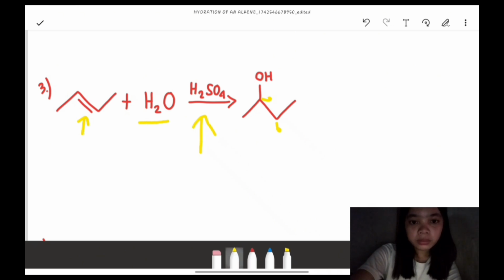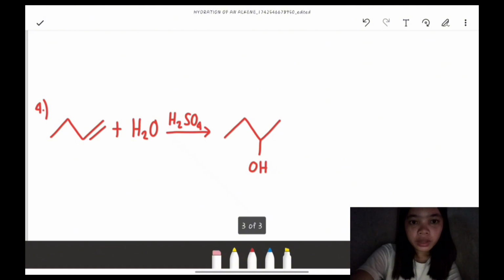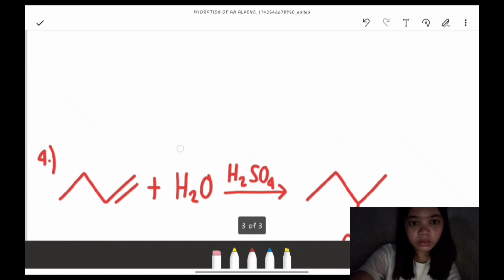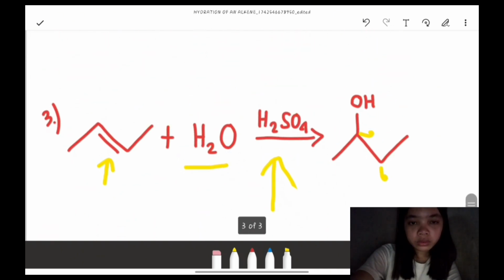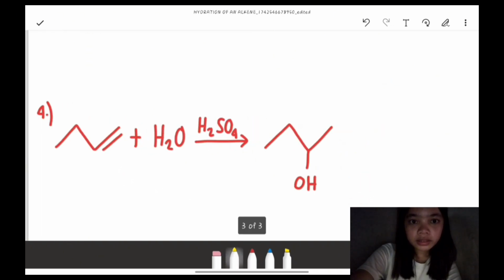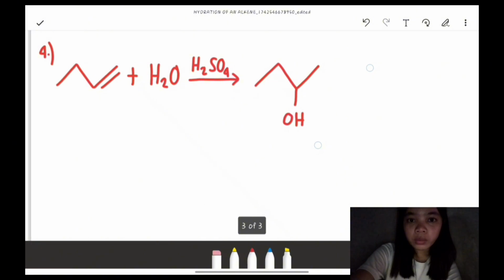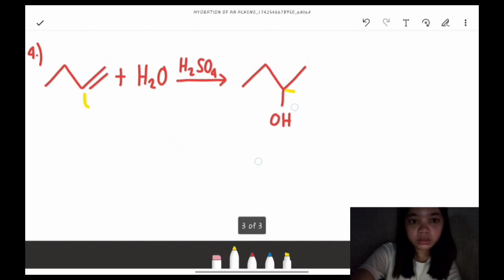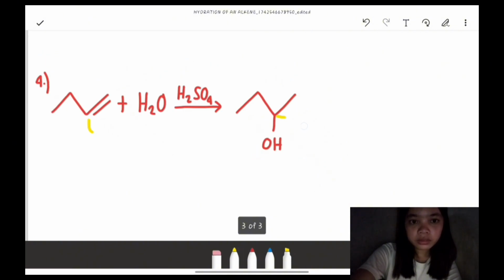So let's move on to number 4. We have 4 carbons but the double bond has moved. So this would be like a 2-butene and this one is 1-butene. That double bond breaks when we add the water in the presence of the strong acid, sulfuric acid. And as always, the OH goes to the carbon that has the most carbons bonded to it. Or you could see the hydrogens going to the carbon with the most hydrogens.